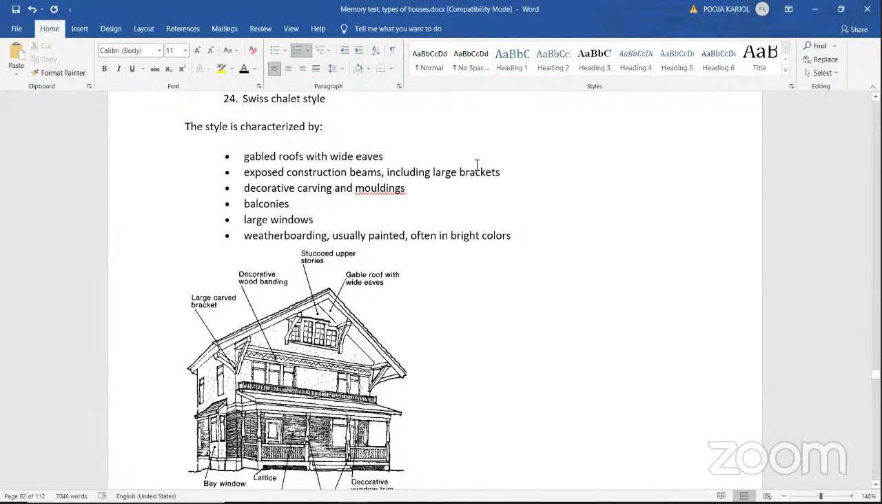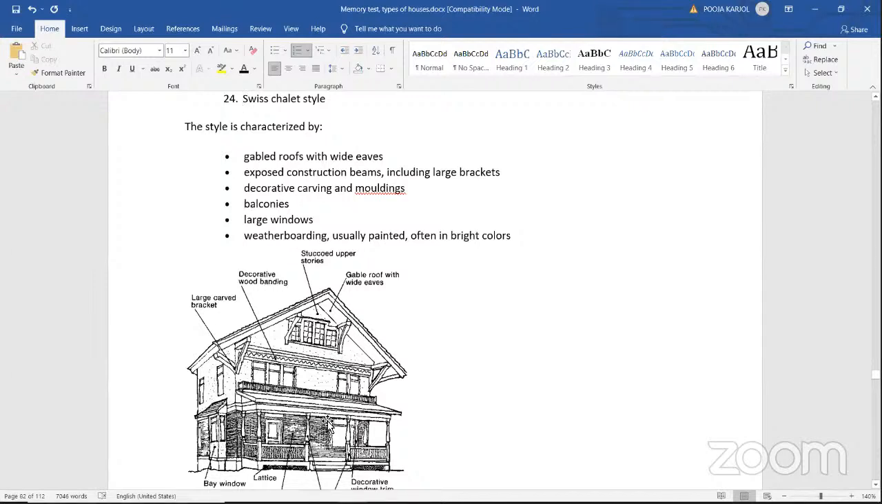including large brackets. What is a bracket? Ma'am, the one which holds it. Correct. Yeah, which holds the eave. Okay. Decorative carving and moldings.